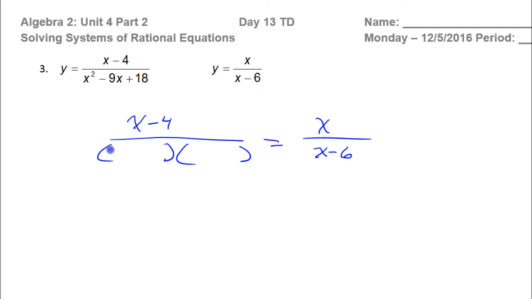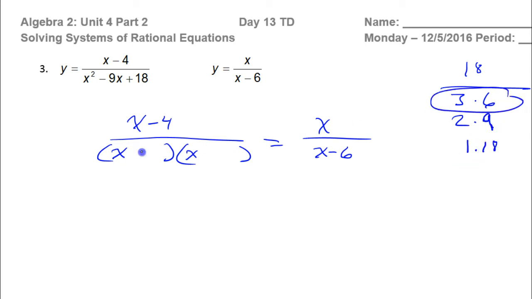Okay, so x squared, that's going to be x times x. 18 is either going to be 3 times 6 or 2 times 9 or 1 times 18. Let's go with the 3 times 6 option because I can see a 9 coming there. 3 times 6. Now inner plus outer must equal middle.